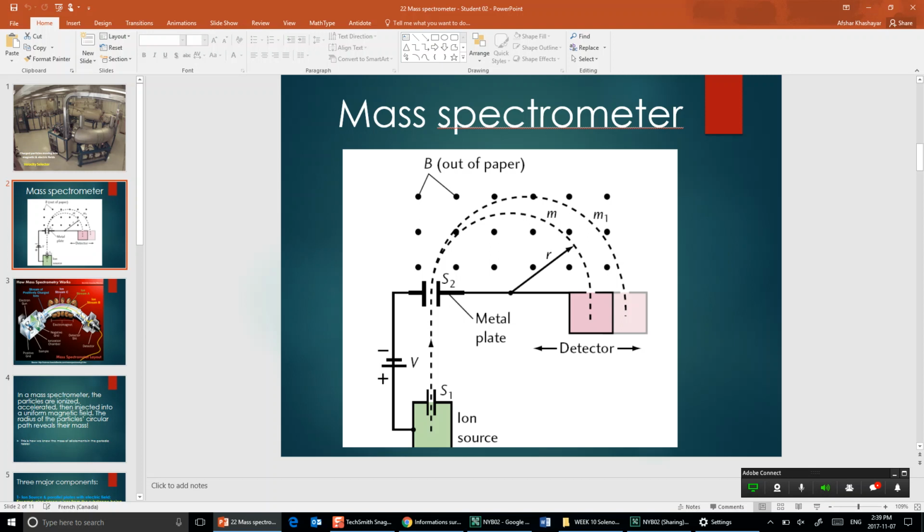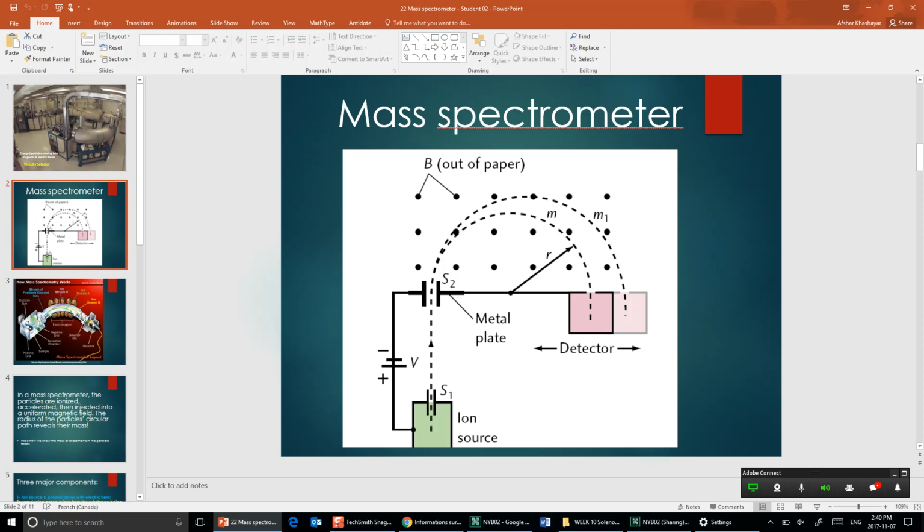You hear that? Because if it's not equal, if let's say the magnetic field is too strong, then what's going to happen to our particle? It's going to go up. It's not just going to go straight up, but it's going to go like that, let's say. Right? Or if the electrostatic force is too strong, then the particle is going to go like this. And it's not going to go through the slit.